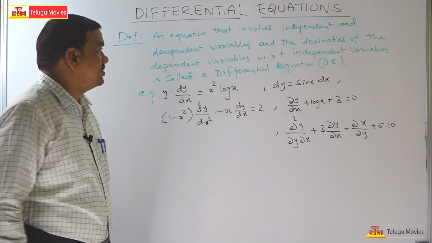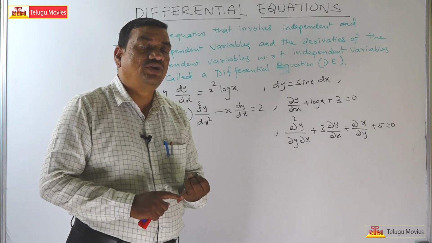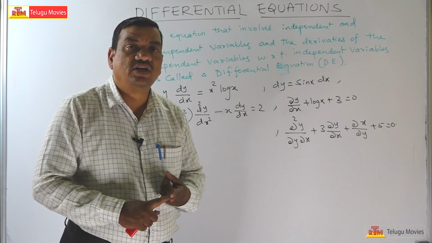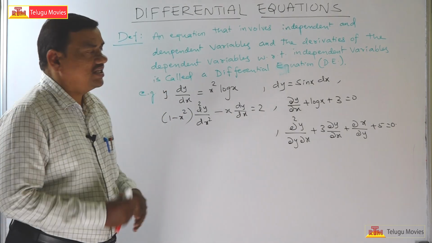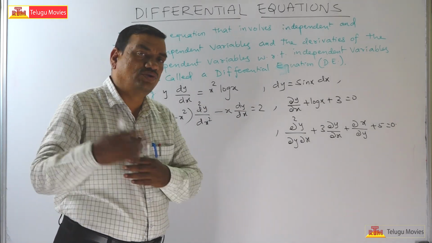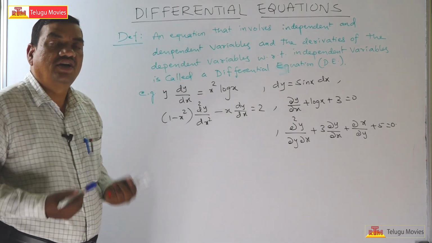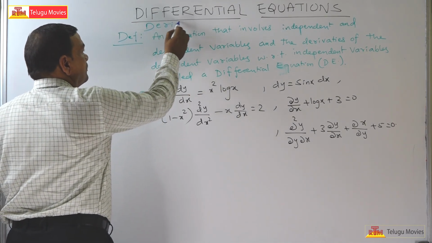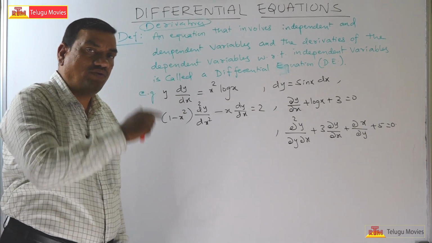A very easy chapter: differential equations. So far we have learned about linear, trigonometric, quadratic, and cubic equations. Now, what are differential equations? The name suggests it: an equation means an equals symbol should be there, is equal to 0, is equal to 5, is equal to something. What is differential? Differential means derivatives. So this is the chapter about derivatives.